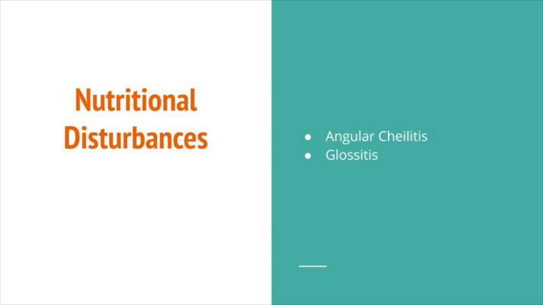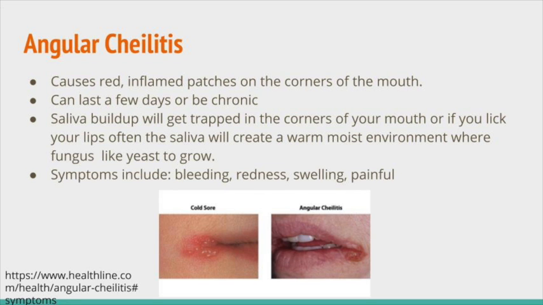And then you have nutritional disturbances, and this is going to be your angular cheilitis and glossitis. So angular cheilitis causes red or inflamed patches on the corners of your mouth. It can last a few days, or it can just be chronic. And it's when you lick your lips a lot, and that saliva gets built up and trapped there. So it creates a warm, moist environment where fungus like yeast can grow.